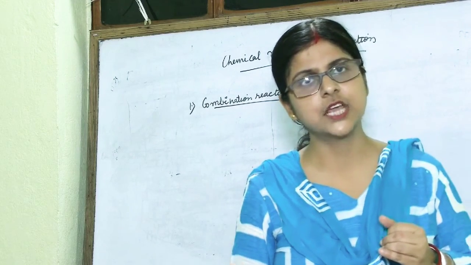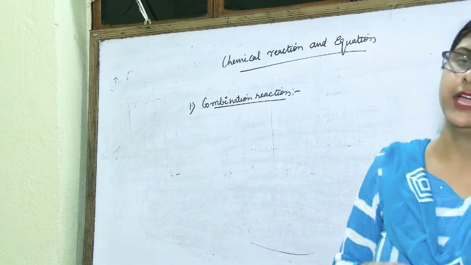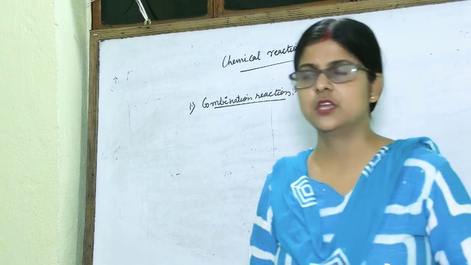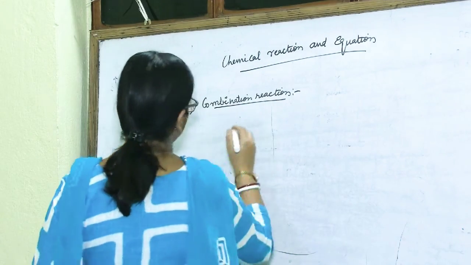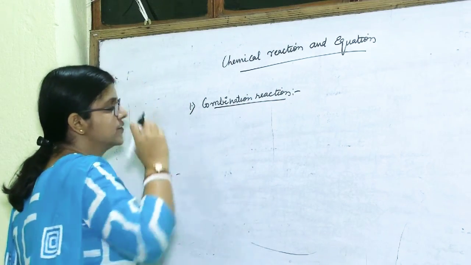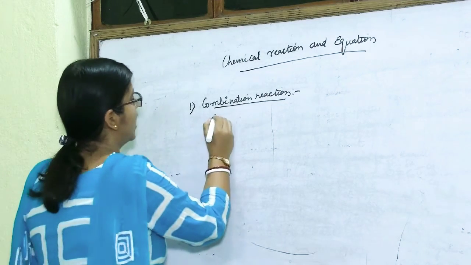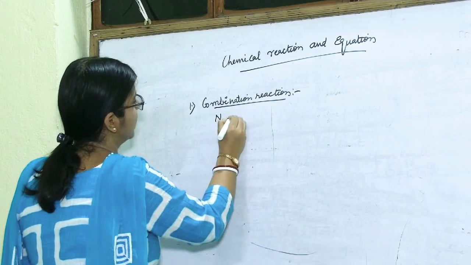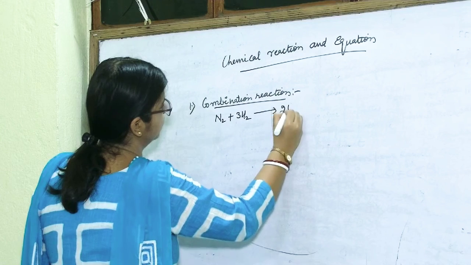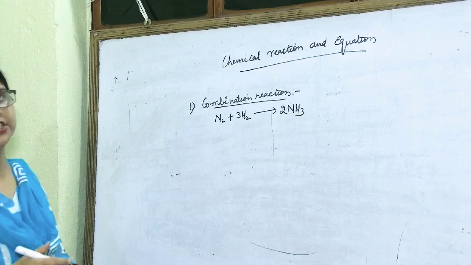And what is combination? When two or more substances are combining to form a new substance, then that is known as combination reaction. You can take up any example. Write formation of ammonia from nitrogen and hydrogen. N2 plus 3H2 gives 2NH3. This is an example of combination reaction.